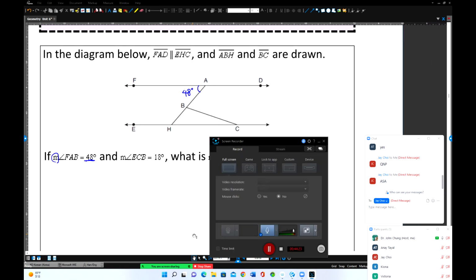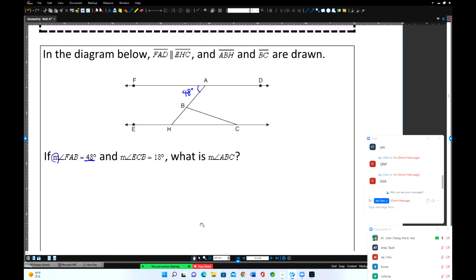This is recording, right? And the angle ECB. Where is ECB? ECB, this angle. This angle is 18 degrees. And what is the measure of angle ABC? ABC, this angle. But we already did this one, right? That's right.